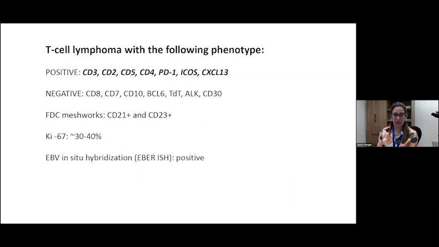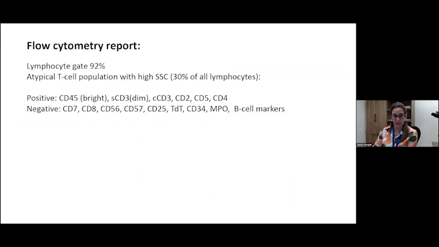So in brief, the T cell lymphoma that I have had this immunophenotype: pan T cell markers, it's a CD4 positive lymphoma with T follicular helper markers, and everything else was negative. The meshworks were highlighted by CD21 and CD23. The Ki-67 was moderately elevated and EBER-ISH was positive.